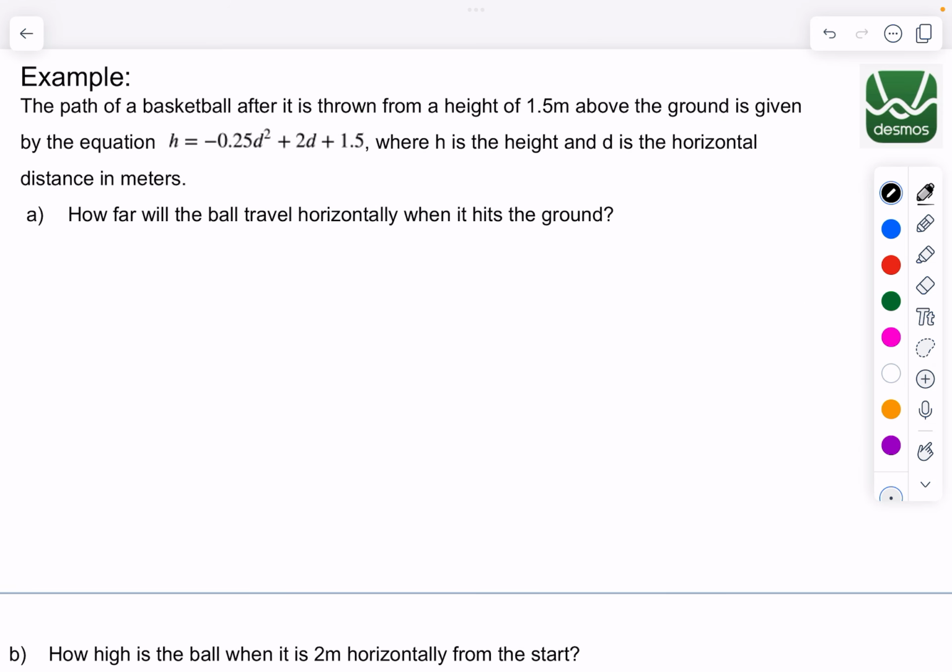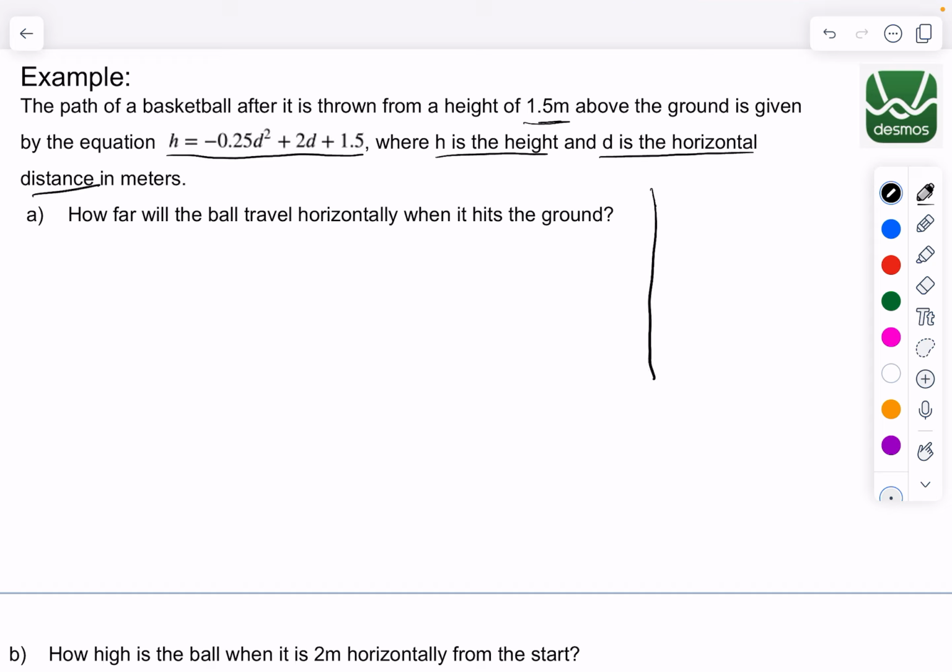Okay, so now we're going to try to use our algebra skills to solve some of these problems that involve quadratics. Okay, so this one says the path of a basketball after it's thrown from a height of 1.5 meters above the ground is given by this equation where h is the height and d is the horizontal distance.